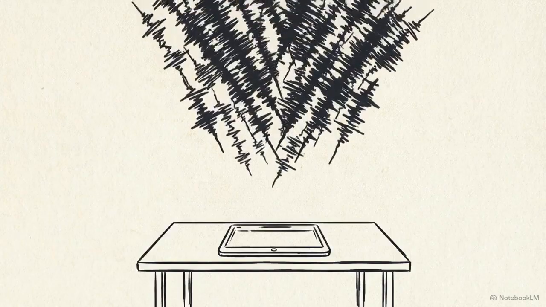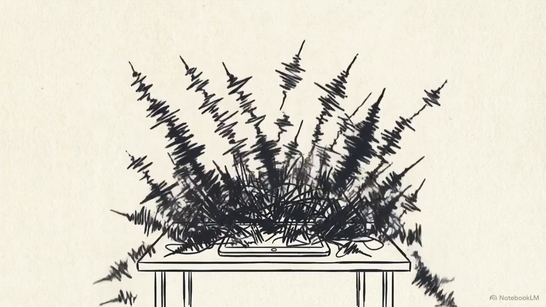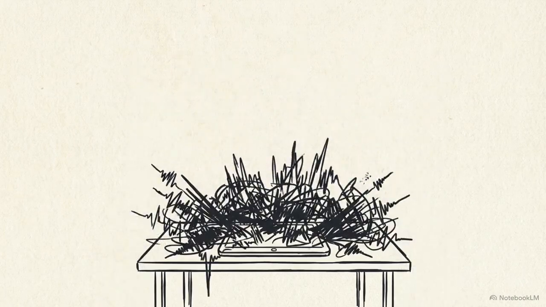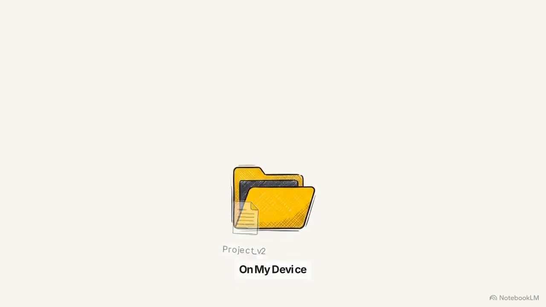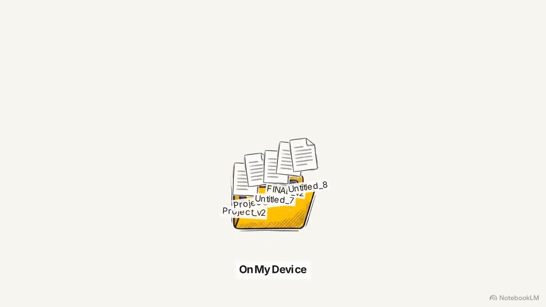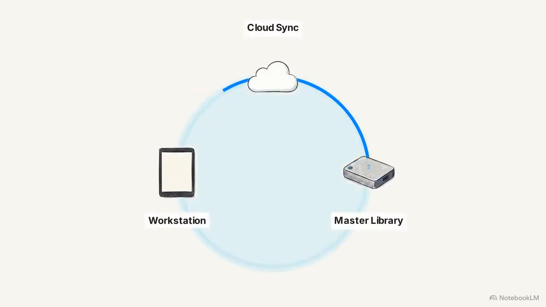You sit down to make a track, but before you can even load a drum kit, you are buried under an avalanche of unmanaged data. Instead of creating, you are hunting for a single snare sample you downloaded weeks ago. Your default save locations are cluttered with unnamed iterations of old projects. And right when you finally catch a rhythm, your device throws up a fatal error. Your internal storage is completely full.